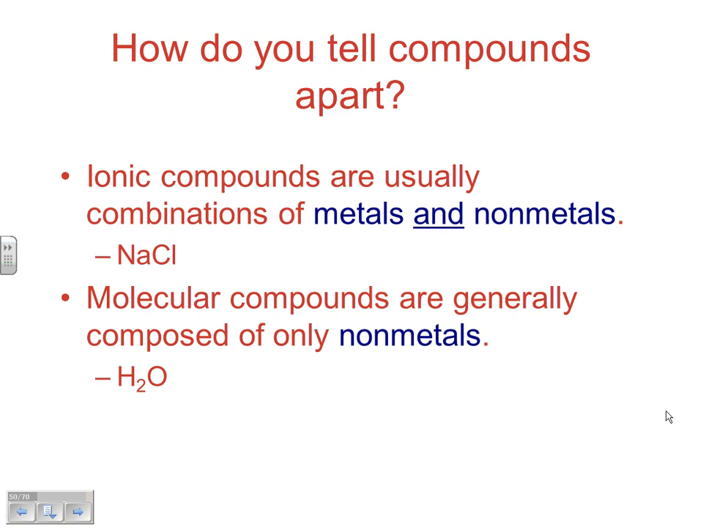The one exception to that would be ammonium, which is NH4+. Notice it's a group of atoms with a charge. There's no metal in there, but yet this thing is still an ion. Molecular compounds are generally composed of nonmetals. They are non-metallic elements that really none of the elements are strong enough to steal electrons from others, so what they end up doing is sharing electrons between the two.